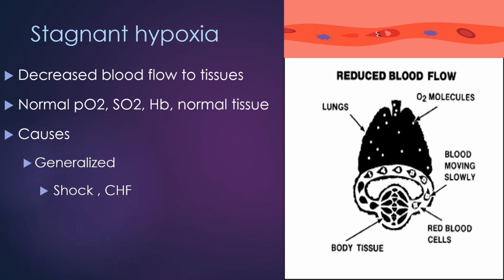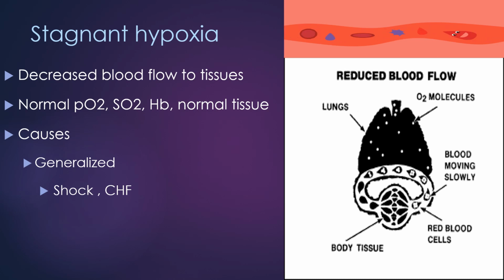So the causes: there are generalized causes, due to shock, that is due to circulatory failure or due to hemorrhage. In these conditions, the baroreceptor reflex causes vasoconstriction, and thus the blood flow to the tissues is decreased. The worst affected organs are the kidney and the heart, which have a very high demand of oxygen.